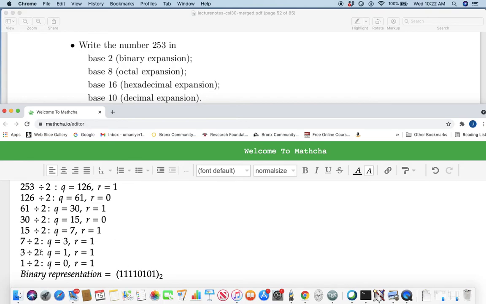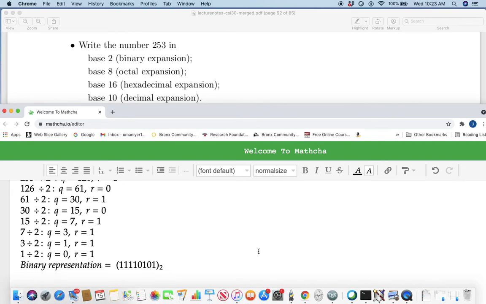Take your 3, divide by 2. Quotient is 1, remainder 1. Take your 1, divide by 2. 1 is smaller, so quotient is 0, remainder is 1. Quotient is 0, your representation ends. Binary representation, remember all the remainders are written from right hand side moving left. So that's base 2 representation of 253.